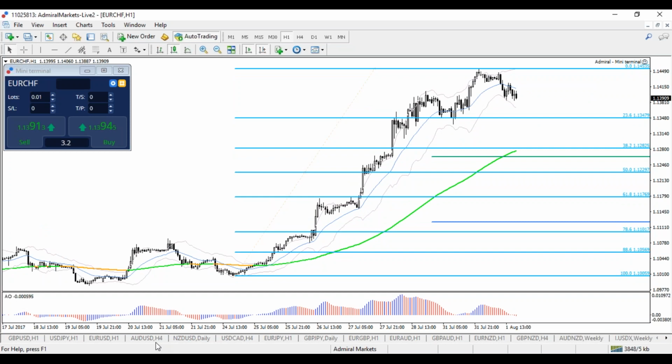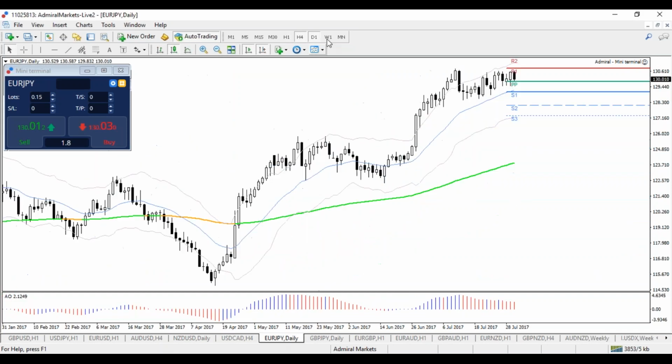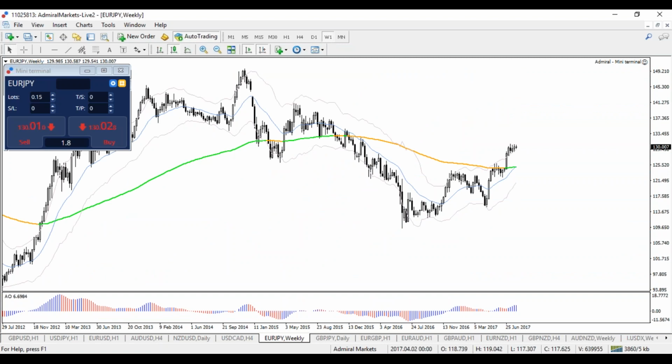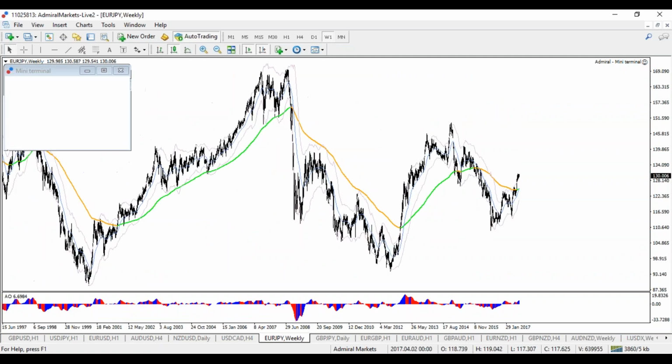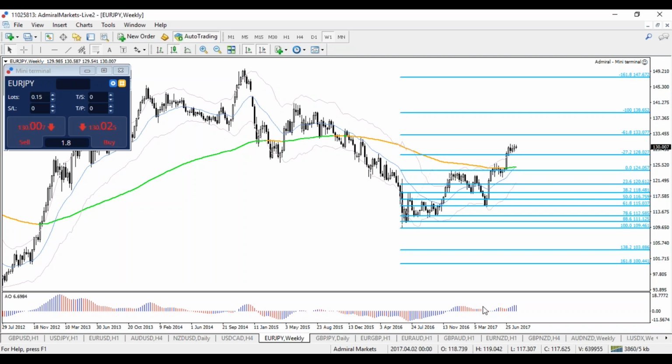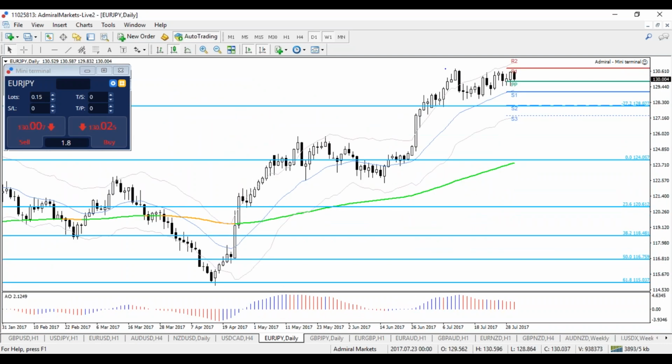Euro yen, let's take a look at that. Quick look at the weekly chart. Pretty much similar to the pound yen, although the euro yen didn't fall as much. All right, we're above the minus 272 target, which means there's still space to the minus 61.8 target at 133. I think that therefore this consolidation on the daily chart is just a sideways zone for more upside continuation.